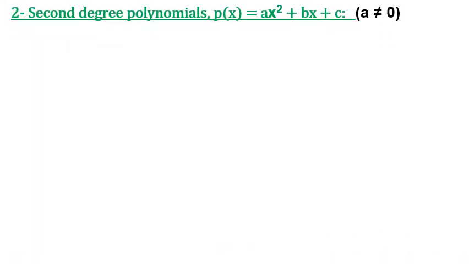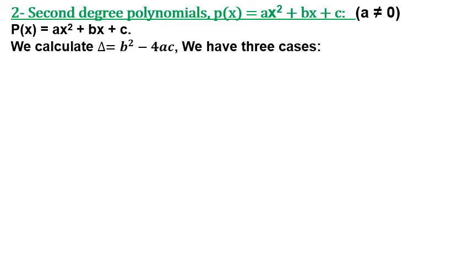Second degree polynomial. The form of second degree polynomials is p of x equals ax squared plus bx plus c, and a should be not equal to 0. To determine the sign of polynomial p of x, first we start to calculate the roots of p of x.